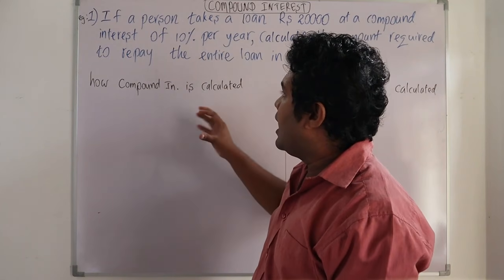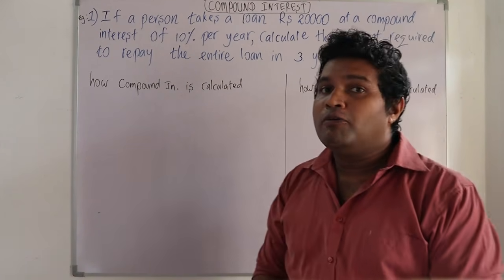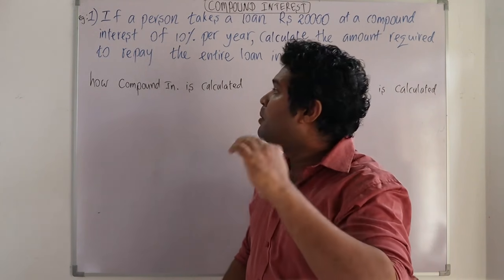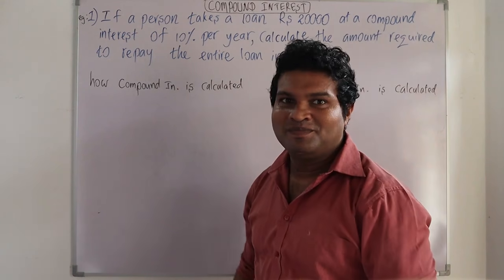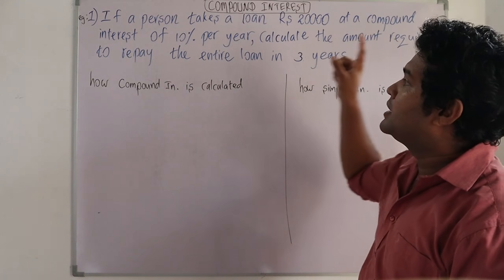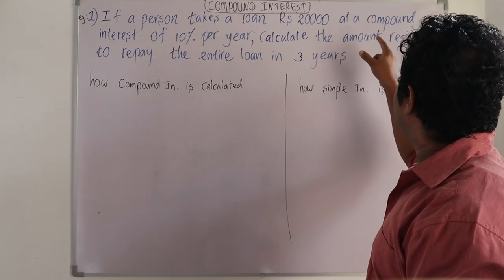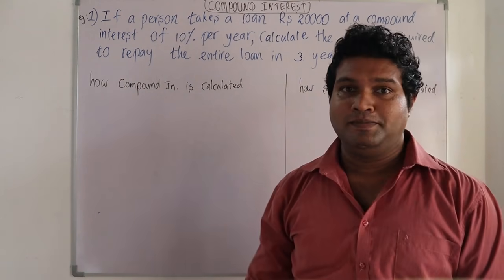But in addition to that, I have to explain simple interest too, because without reminding simple interest, you cannot newly learn compound interest. That's the reason. Okay, we will read this question. If a person takes a loan of 20,000 at a compound interest of 10% per year, calculate the amount required to repay the entire loan in 3 years.